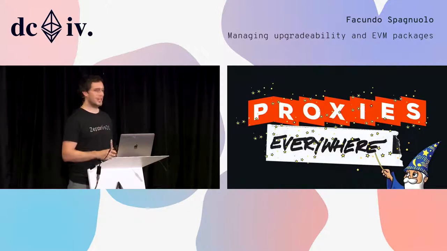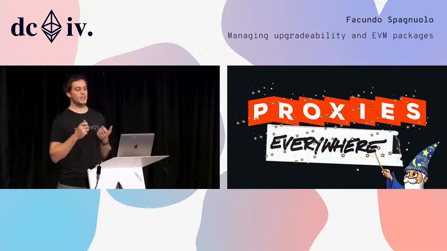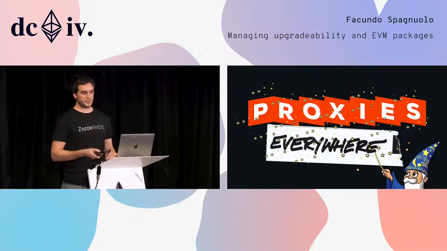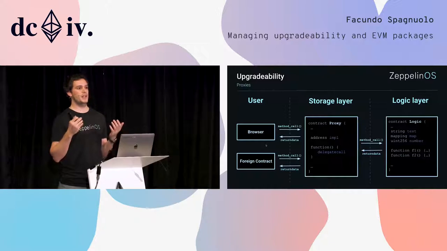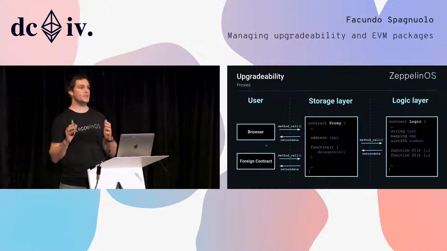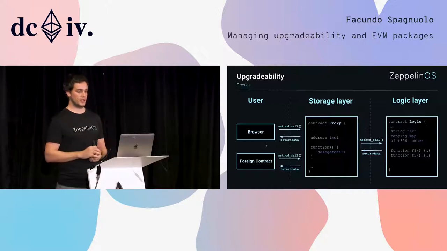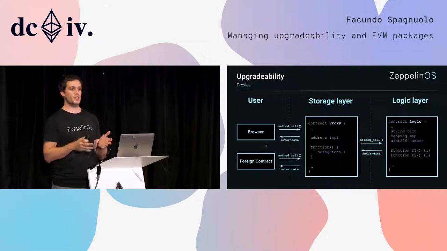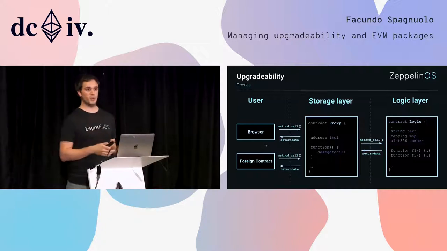So how was that possible? I think that many of you may know this already, but we're using proxies in order to make it happen. And the way a proxy works, it's a particular contract that basically delegates every call it receives to another contract that is called the logic contract. And the address of the logic contract can be changed, and this is how upgradeability works.